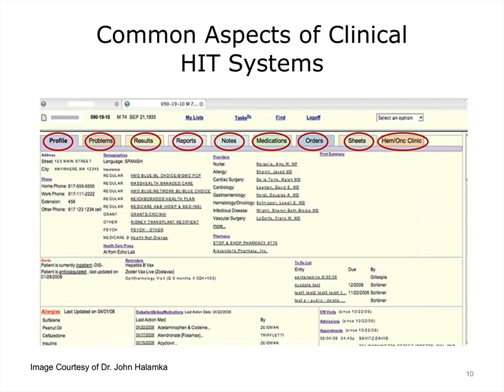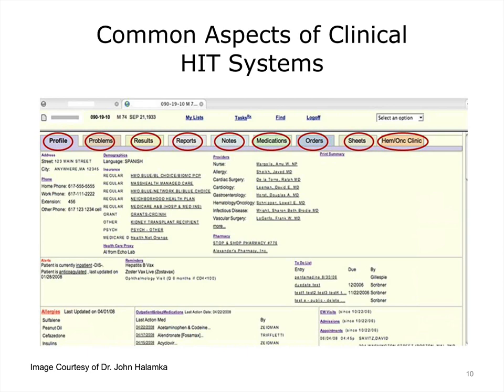What is different, and a critically valuable aspect of an electronic record, is instantiated in this image as the profile, the first red circle to the left. The profile, sometimes called a clinical summary or something similar, pulls data from all the tab areas to give the provider an instant snapshot of the patient at that moment in time. This is a real differentiator and one of the aspects of clinical HIT that users assign great value to.